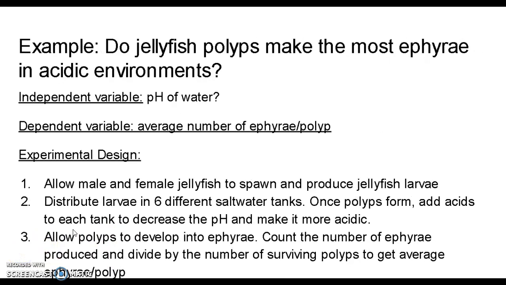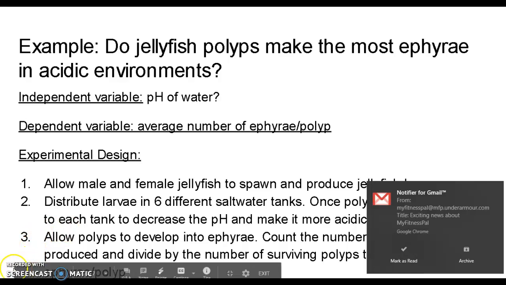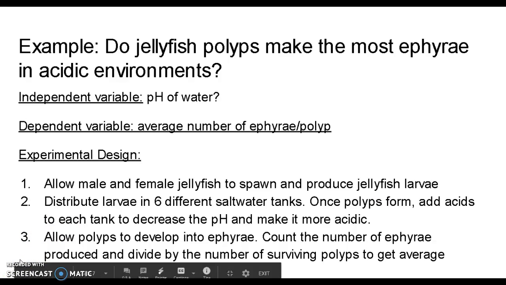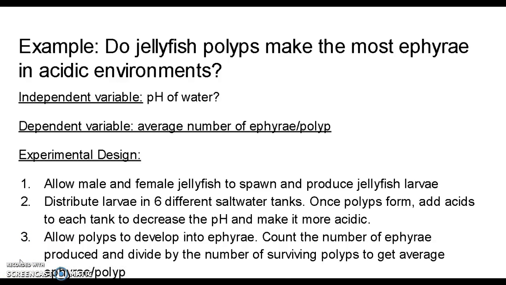For example, I might want to research a question like, do jellyfish polyps make the most ephyrae in acidic environments? So my independent variable, the variable that I'm going to change, will be the pH of the water. The dependent variable I'm going to measure is the average number of ephyrae per polyp.